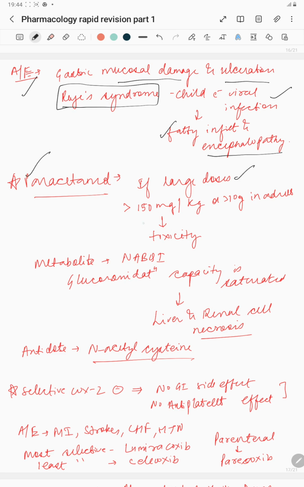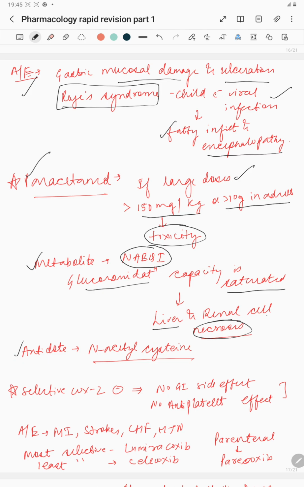Next important drug is paracetamol. If a large dose is taken, more than 150 mg per kg in pediatric patients or more than 10 grams in adults, it leads to toxicity. The important metabolite responsible for paracetamol toxicity is NAPQI. The glucuronidation capacity is saturated, leading to liver and renal cell necrosis. The most important antidote for paracetamol poisoning is N-acetylcysteine. We can also go for gastric lavage. In the initial stage, we go for gastric lavage if the patient comes early, within 4 hours. Further on, we go for N-acetylcysteine.